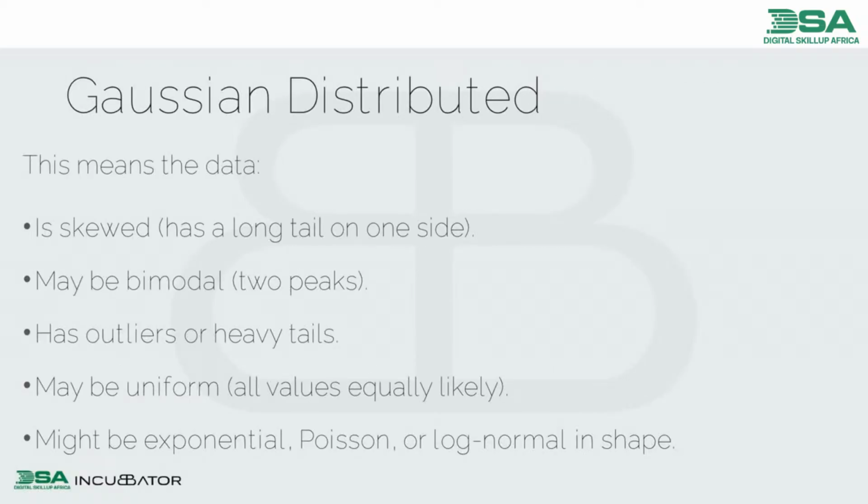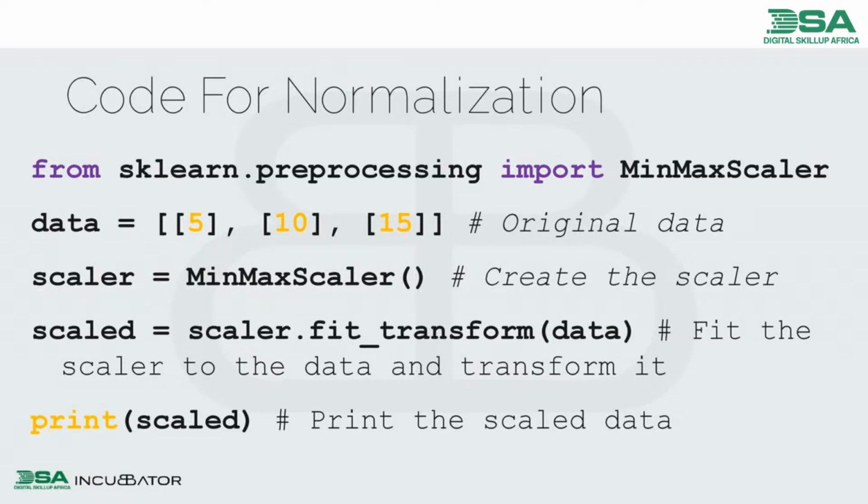Remember what I told you. To not be Gaussian distributed is to be skewed. It may be bimodal. It has outliers or heavy tails. It may be uniform, or might be exponential, Gaussian, or log normal in nature. So these are things we'll be seeing in deep learning. We just taught them now, so just have an idea. So by the time we are talking about them in deep learning, you won't have a lot of issues to work out. So I talk about this code for normalization.